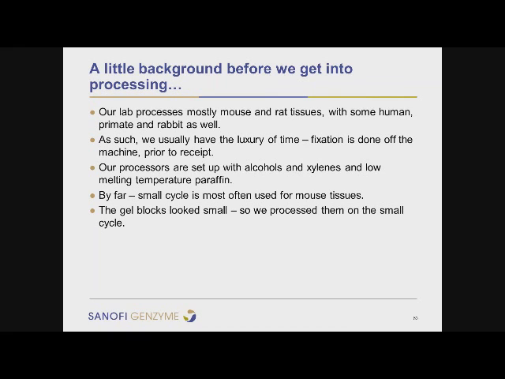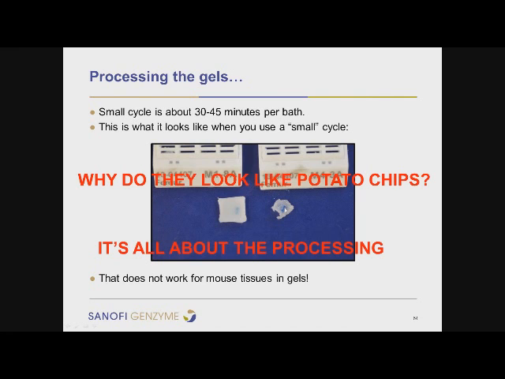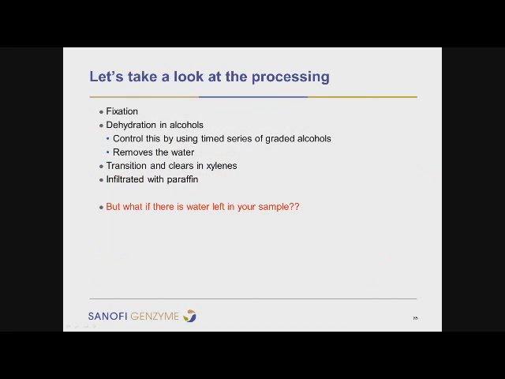The gel blocks looked small, so we processed them under the small cycle. And this is how they came out. That's not how it went in. You remember the gel was clear and kind of looked nice. It certainly didn't go in looking like this. Our small cycle is about 30 to 45 minutes per bath. And these examples here are actually fetal mouse femurs. But why do they look like potato chips? It's all about the processing.